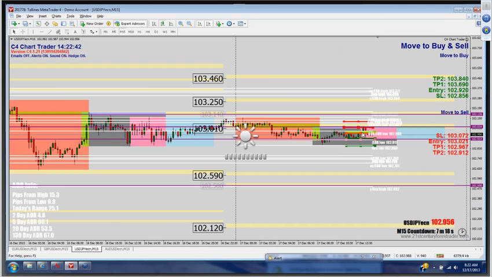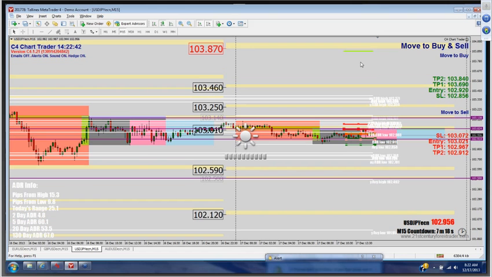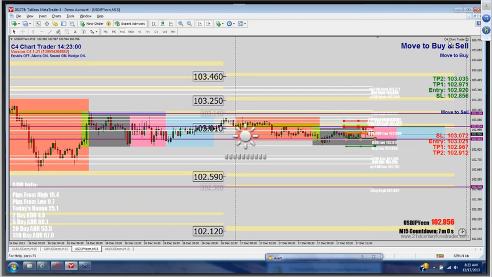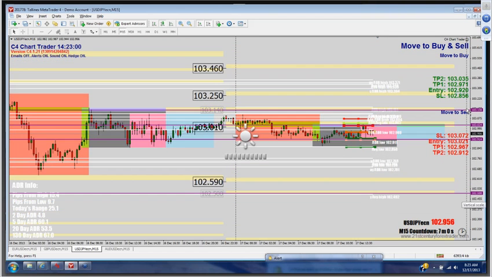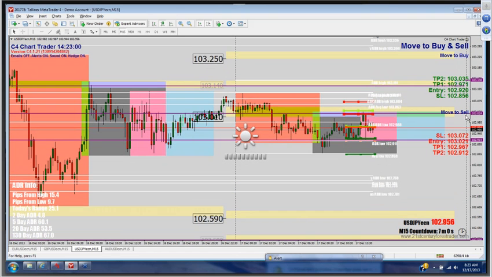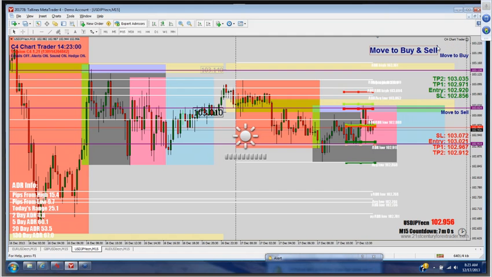We'll see. Again, we'll take profit quickly. So we're having our risk at about 5 pips, and we'll take profit 1 at about 5 pips, and then take profit 2 a little higher, right there, slightly above that 103 level. So, got those on. We go ahead and we click Move to Buy and Sell, and we are set to go.